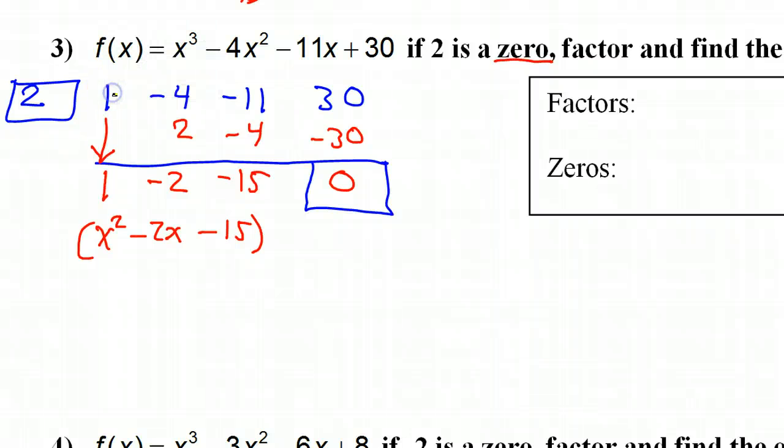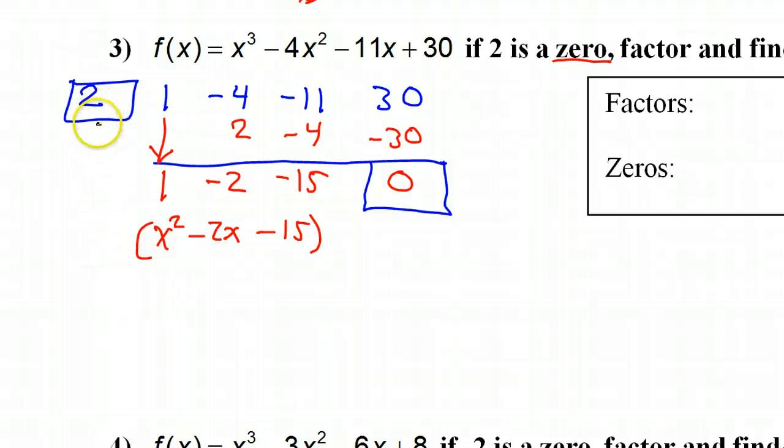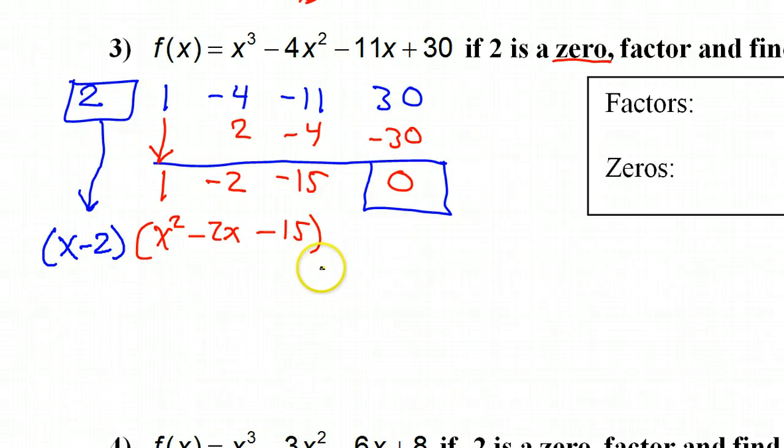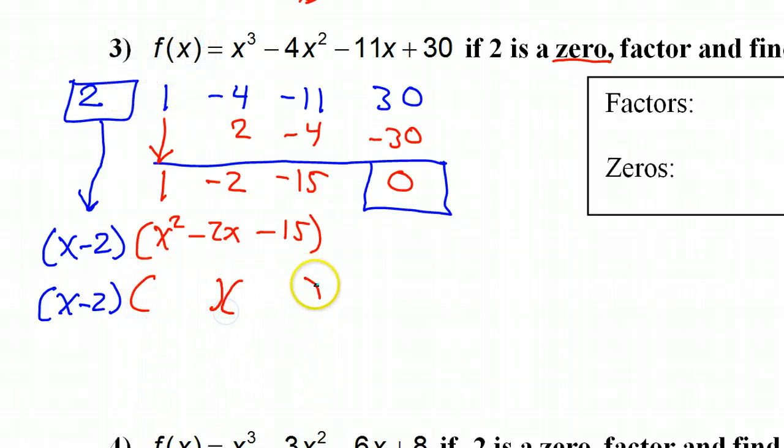Now, the positive 2, 0, must have come from a factor of x minus 2. So far we have this, but we're going to try to factor some more. So let's go. So we have x minus 2, and then see if we can factor this more.